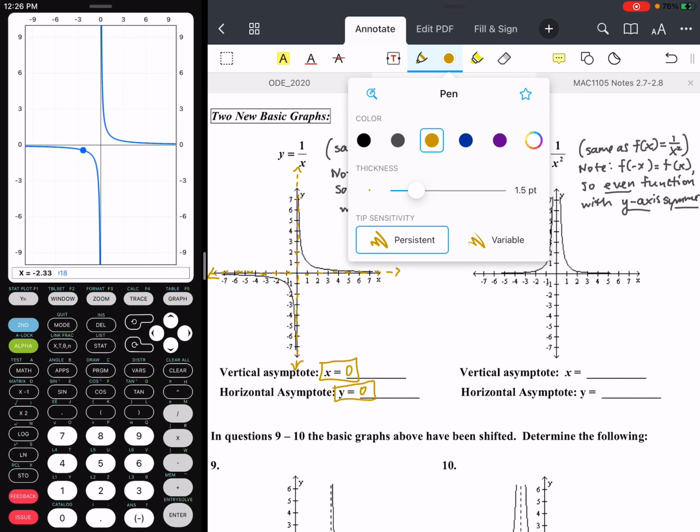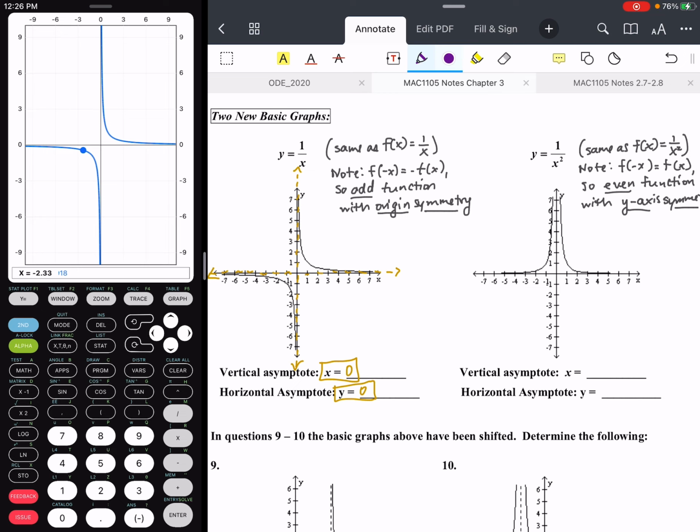And I just want to point out that if I use the trace function, if I plug in x equals 1, I get y equals 1. Right, so there's the ordered pair (1, 1). And if I plug in x equals negative 1, then that gives me y equals negative 1. So I kind of use these as reference points.